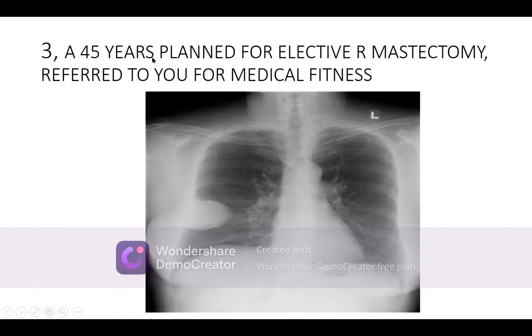The third one was a 45-year-old for elective right mastectomy, a symptomless patient referred to you for medical illness. Right mastectomy. This is a breast shadow. Nothing is seen here. The only positive finding we find in this case is this one. This projection is coming out. It is a homogeneous shadow, very regular margin is seen. Although a cystic type of projection, base is on the lateral wall, apex on the hilum.